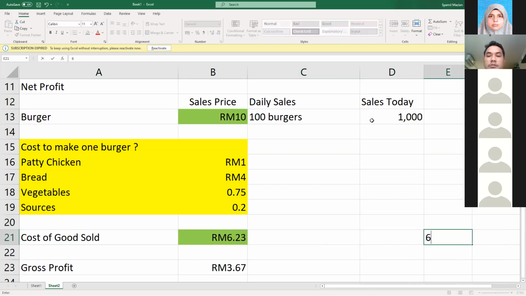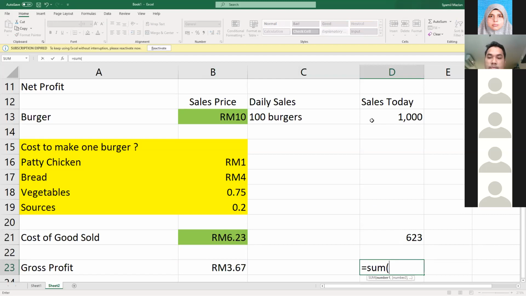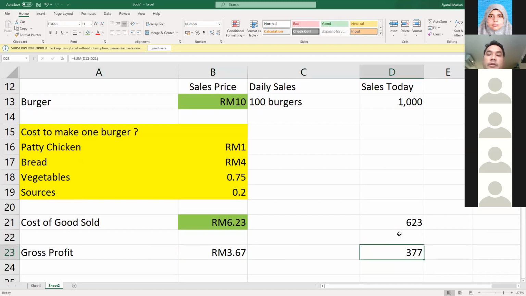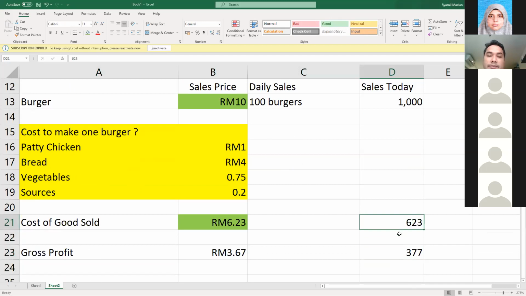623. It's easy, because the most important thing is that you must find the cost for a single item. For example, if you are selling an umbrella, what is the cost for one umbrella? And then the price is, so this is what we call the gross profit. Okay. Clear?